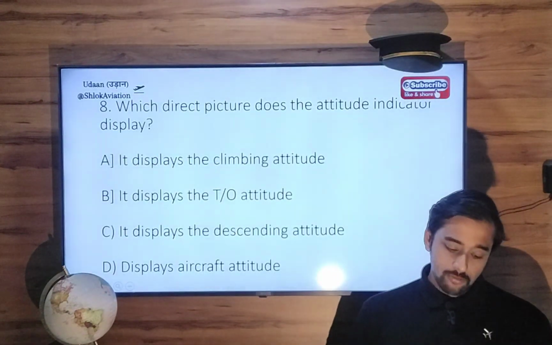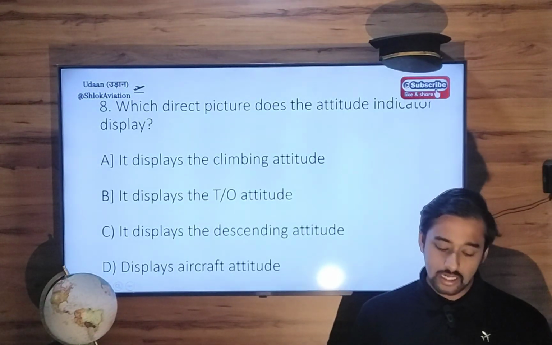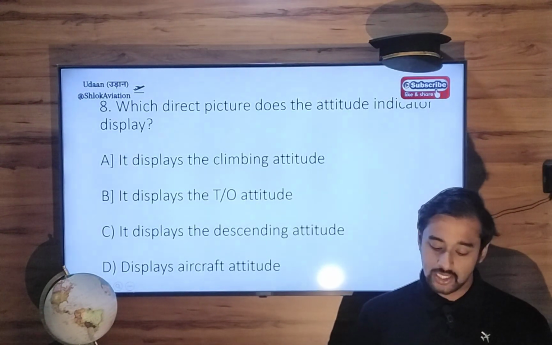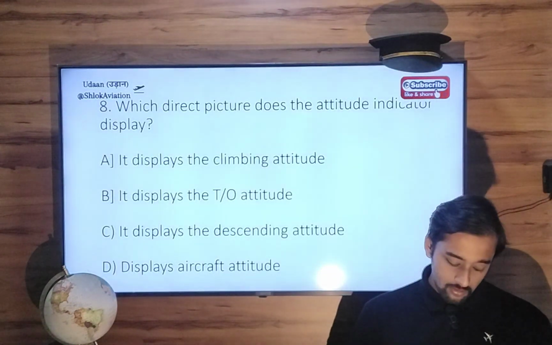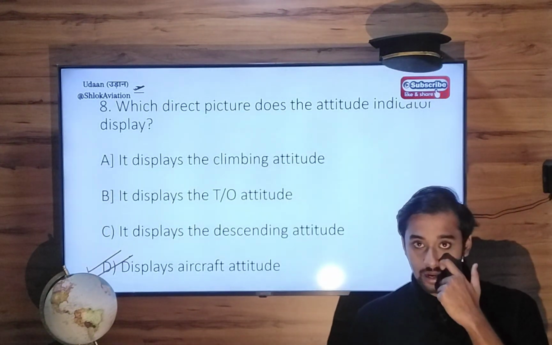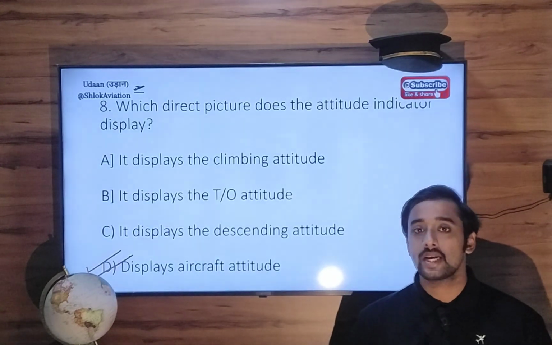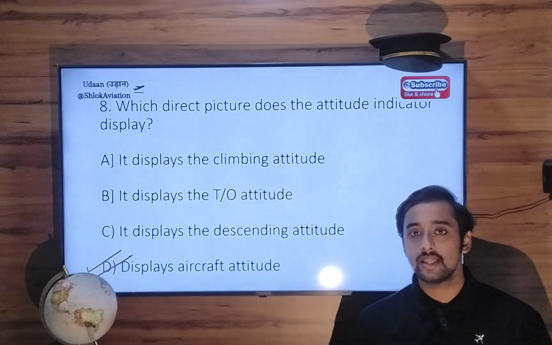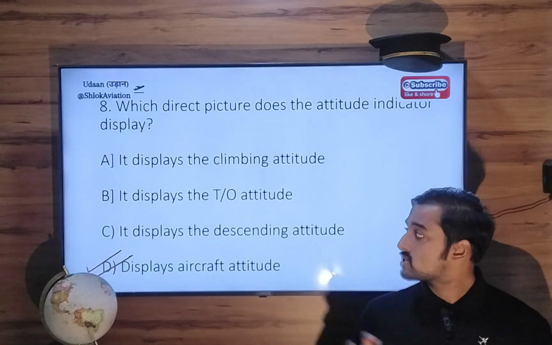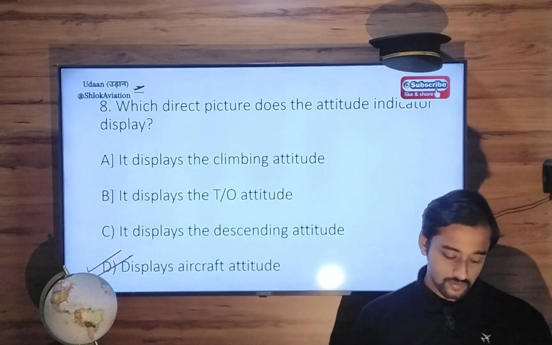So answer is, which picture does the attitude indicator display? It displays climbing attitude, it displays takeoff attitude, it displays descending attitude, it displays aircraft attitude. So the most appropriate option will be delta. Aircraft attitude. Now aircraft attitude can be descending, straight and level, and ascending. Okay, so it can represent any one of these three. Okay, so it displays aircraft attitude, any aircraft attitude.